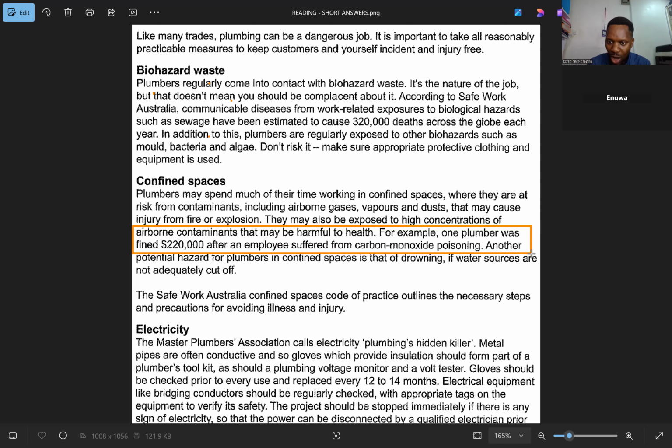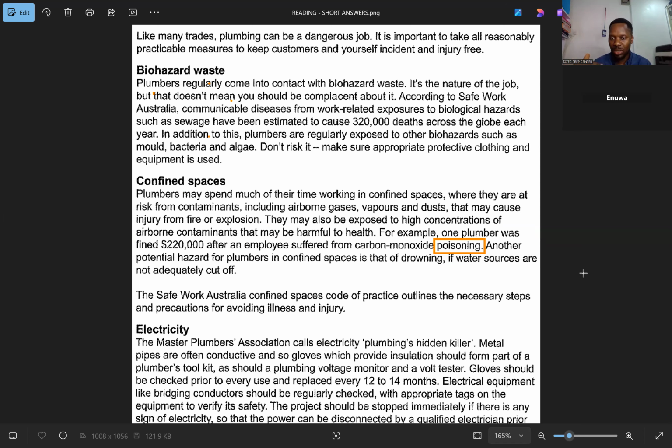For example, one plumber was fined $220,000 after an employee suffered from carbon monoxide poisoning. That's a risk. And the answer requires just one word. So what's our answer? The answer is just this guy right here. Poisoning. That's our answer.